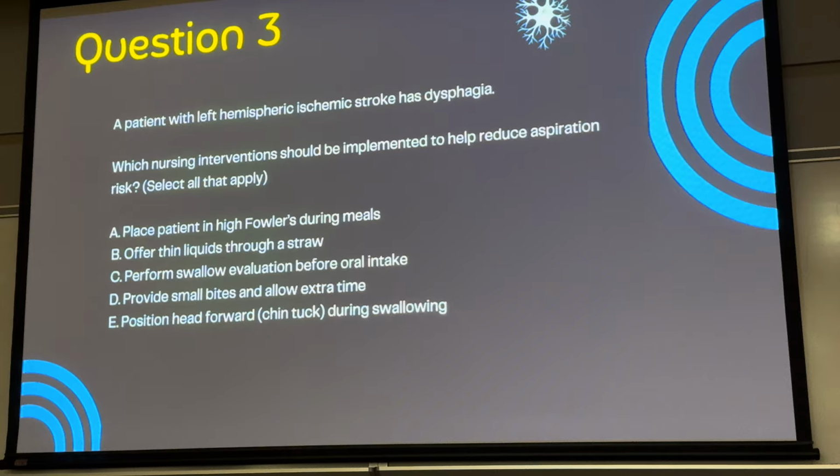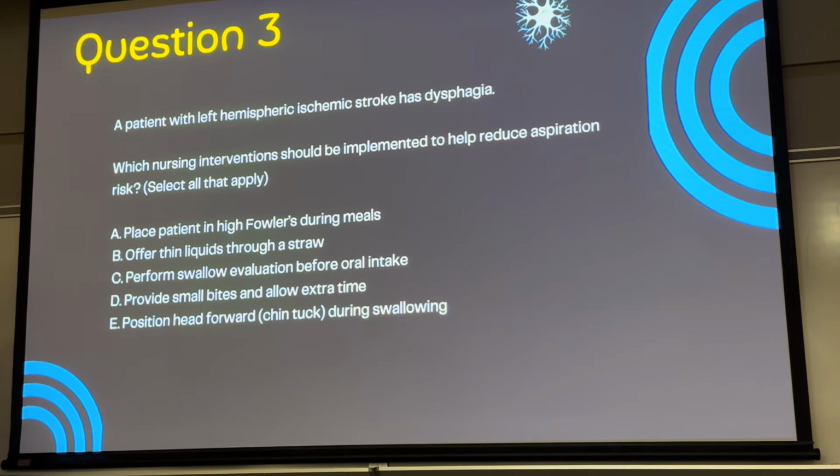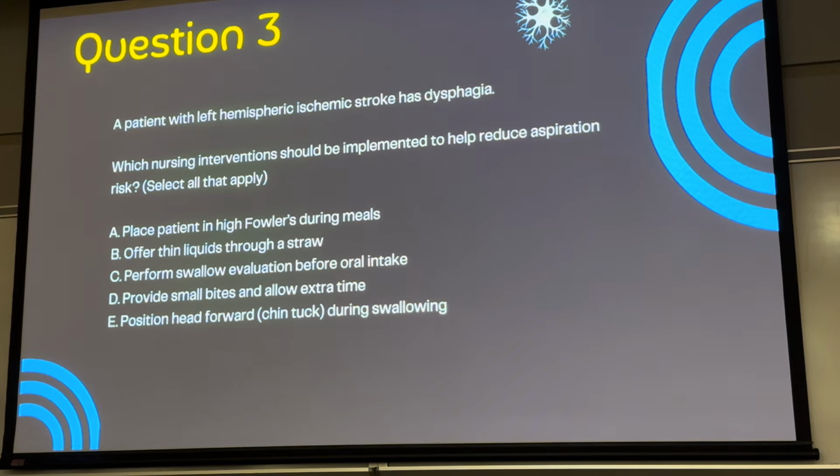Good. All right. Patient with a left hemispheric ischemic stroke has dysphagia. Which nursing intervention should be implemented to help reduce aspiration risk? So here, A, place patient in high Fowler's during meals. That makes sense. What about B? No. No, not thin liquids. C, yes. Perform swallow evaluation before intake. I like it.